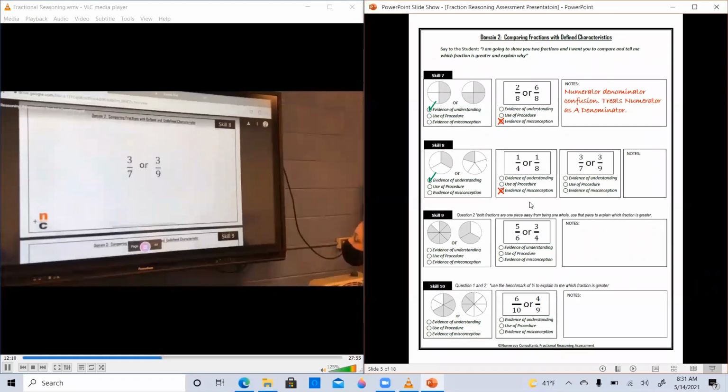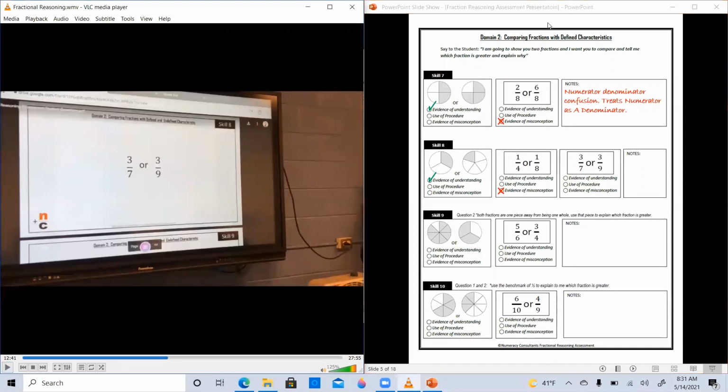Okay, which is greater, 3/7 or 3/9? 3/7, because if you have 3 pieces, so if you have 3/7, then the pieces would be larger than having 3/9, because if you had a circle, the 3/9 would be kind of like cramped in. Okay. And for 3/7 it wouldn't be, because you would have less pieces.